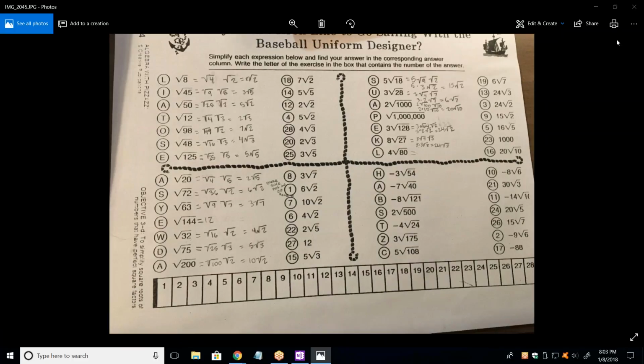Funny, they always start geometry off in the second semester by doing that. Huh, that's funny. Yeah, it is. It's interesting. Okay, let's see here.